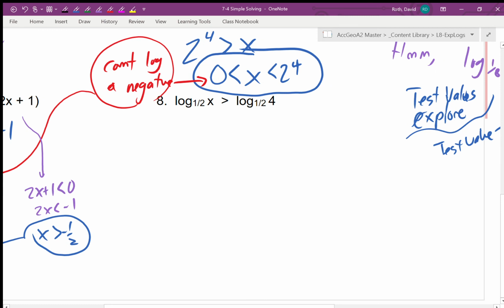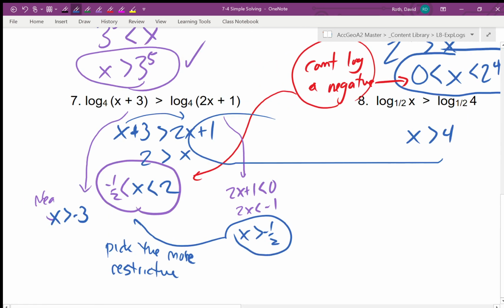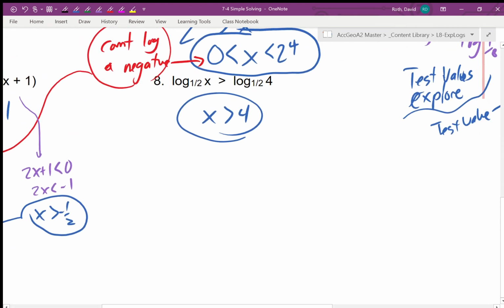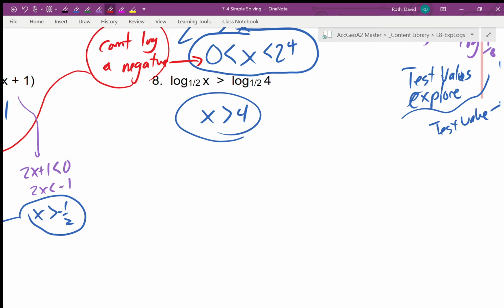Now, if you remember from exponentials, there's something that happens with these. It's a little bit different, but let's just try to go through the process. It's log base 1/2 of x and log base 1/2 of 4, so this should be greater than that. And we say, fine, x must be greater than 4, and you circle your answer and you say, I'm all done. And then I say, nope, you got it all wrong. Hold the phone.